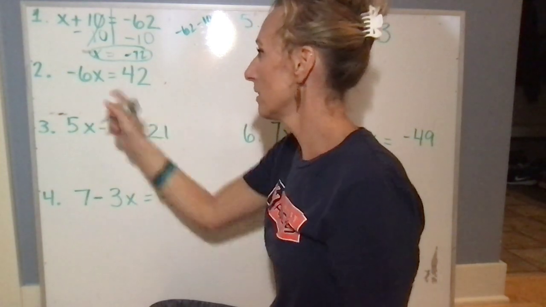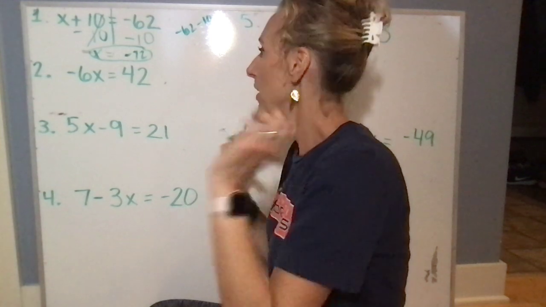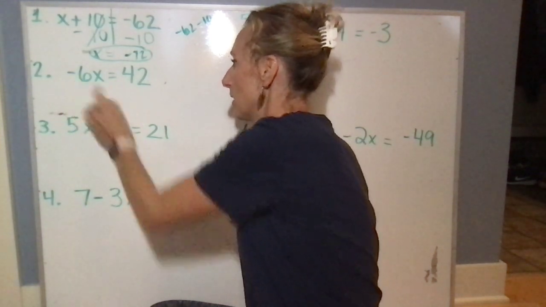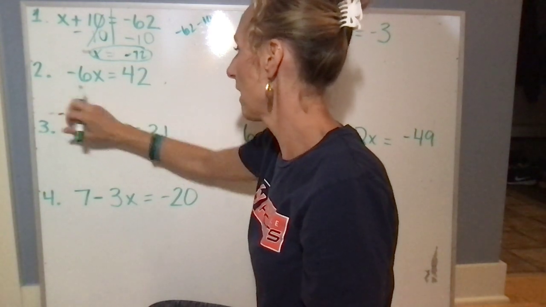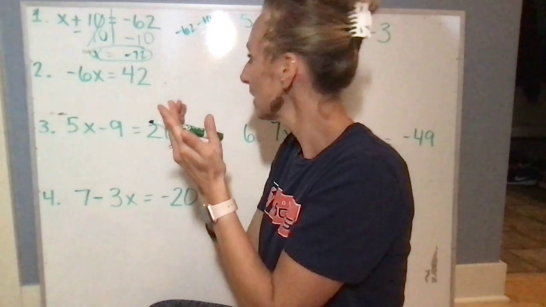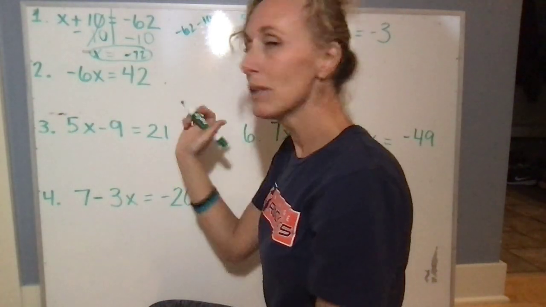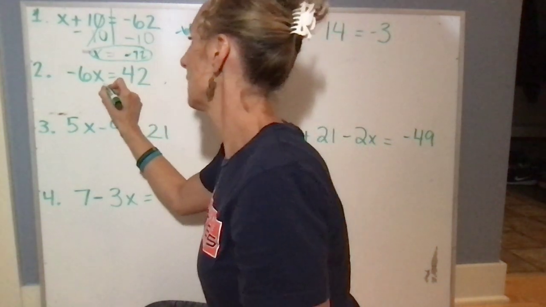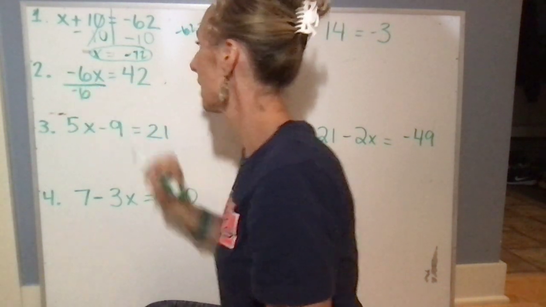So the next one, number 2, says negative 6x equals 42. Now remember, if they're right next to each other, we're going to undo what's next to our x. This is really a multiply because it's right next to each other, so it's negative 6 times x. To undo a times, we divide. And when you want to divide, don't worry about that negative. Take it with you.